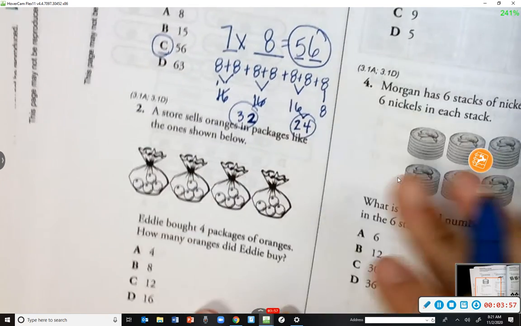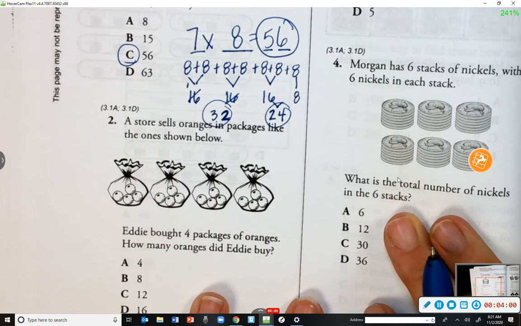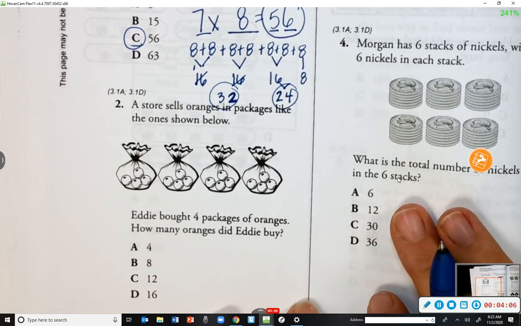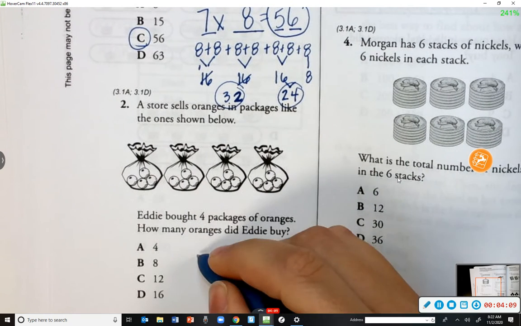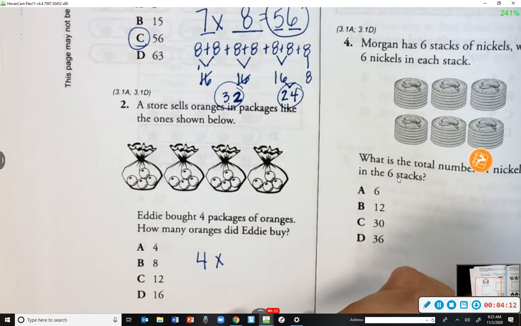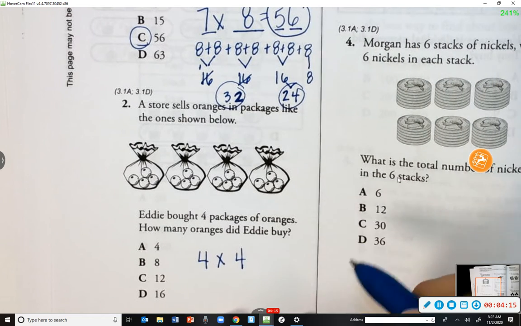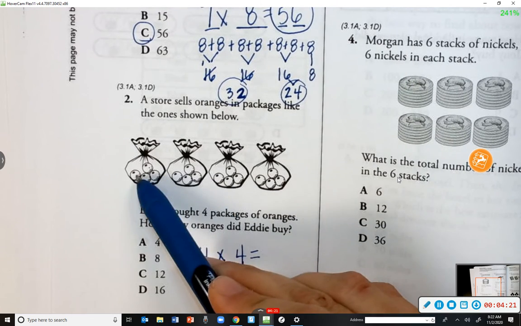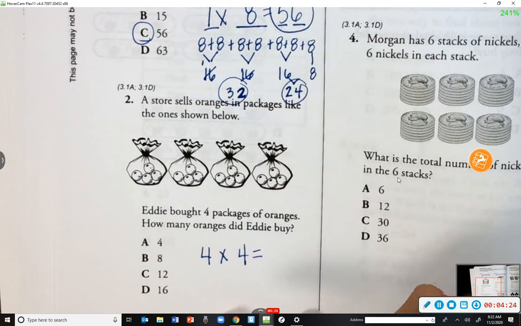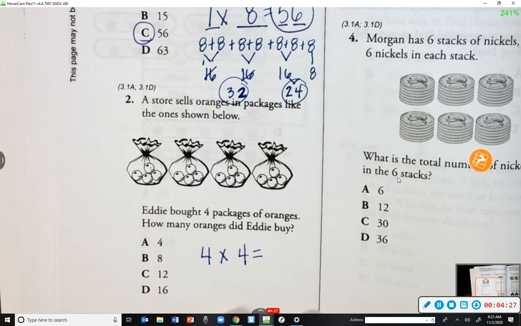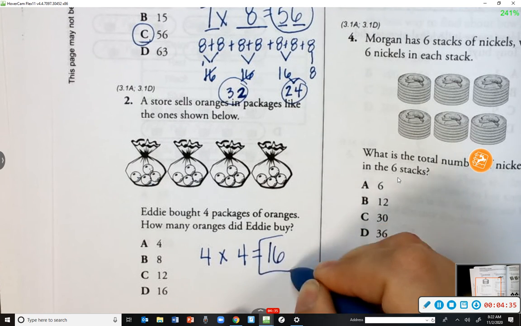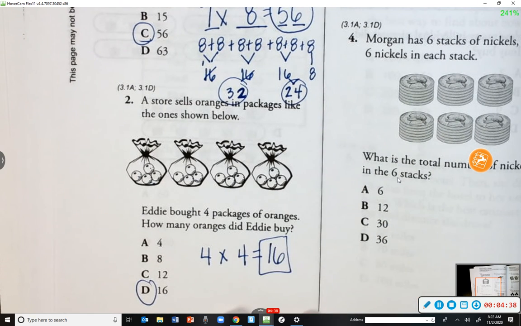Okay, number 2. A store sells oranges in packages like the ones shown below. Eddie bought 4 packages of oranges. How many oranges did Eddie buy? So that's 4 groups of 4. Okay, so I could do 4 times 4. I could count the groups of 4. I can count each individual orange. What did y'all do to figure that out? Evangeline? I counted all the oranges. Okay, so she counted all the oranges and she got 16. Good. So D was the answer for number 2.